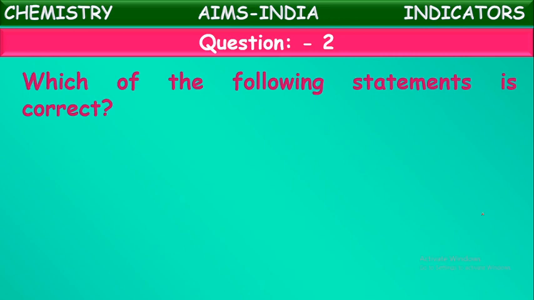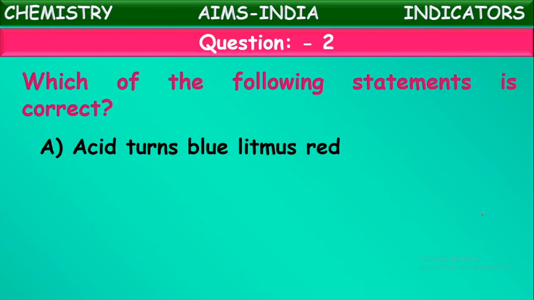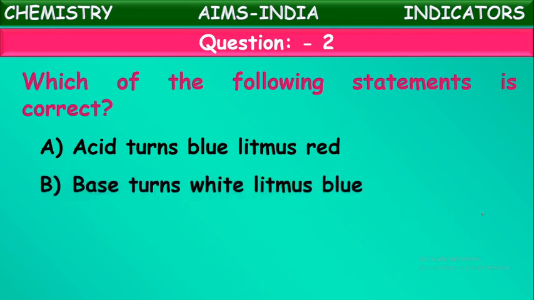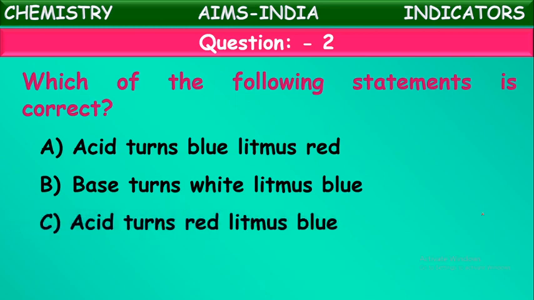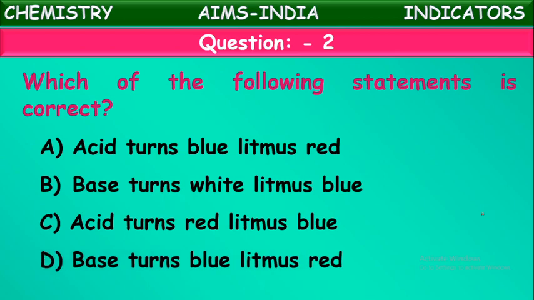Which of the following statements is correct? See the statements given here. Acids turn blue litmus red. Bases turn white litmus blue. Acids turn red litmus blue. Bases turn blue litmus red.